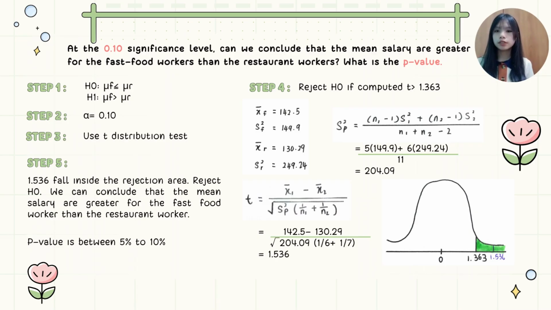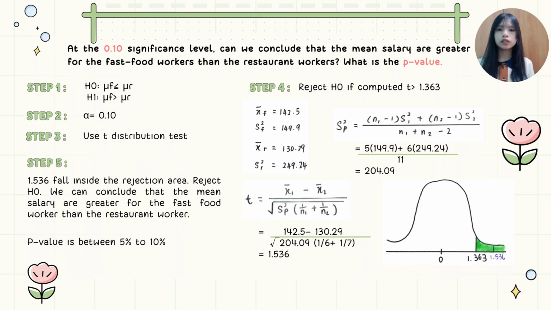Step 4: we reject H0 if computed t is more than 1.363, which is the critical t from the t table with df 11, which is 6 plus 7 minus 2. Then we use a calculator to find the sample mean for fast food is 142.5 and the standard deviation is 149.9, and the sample mean for restaurant is 130.29 and the standard deviation is 249.24.